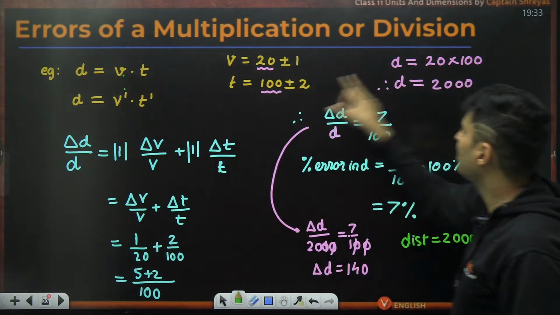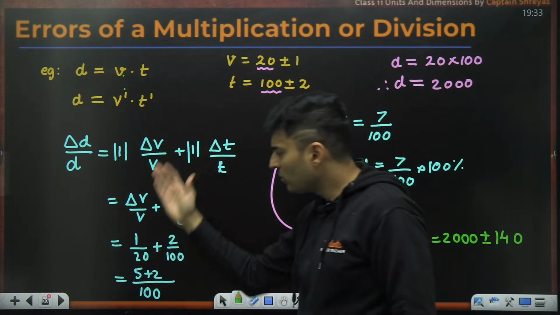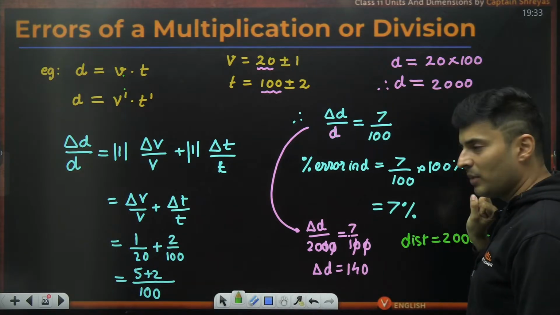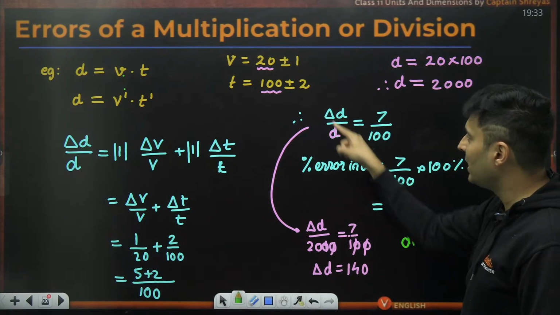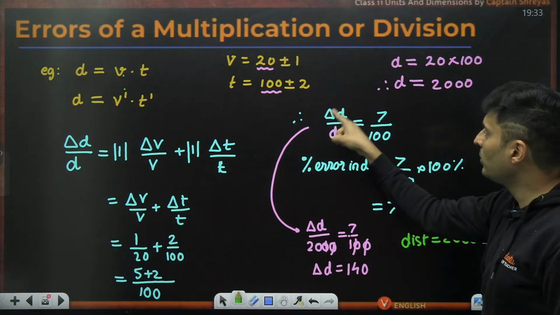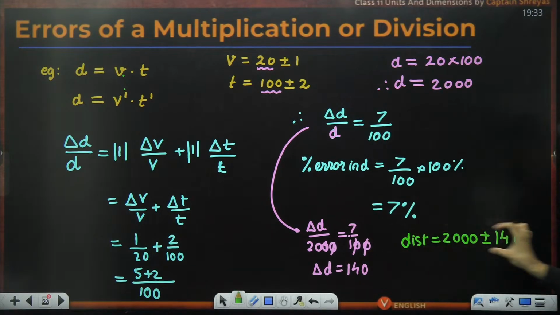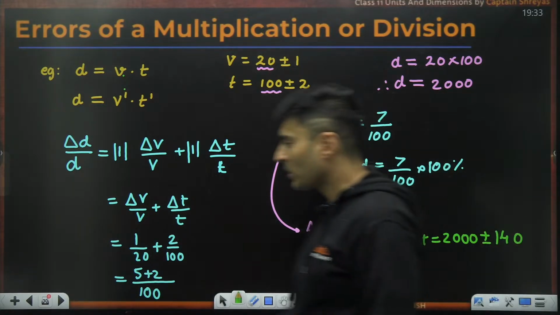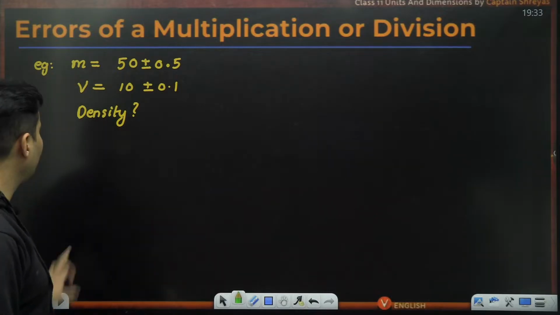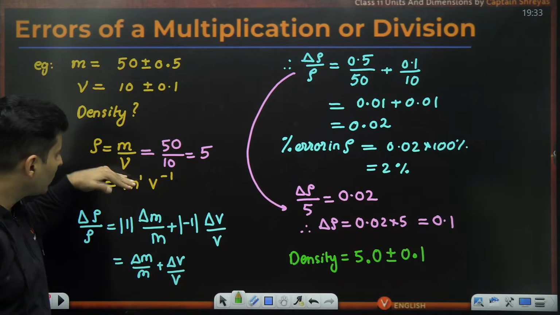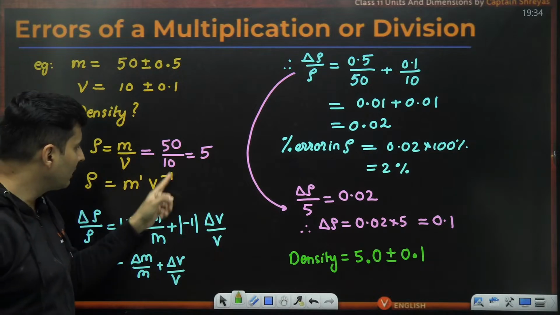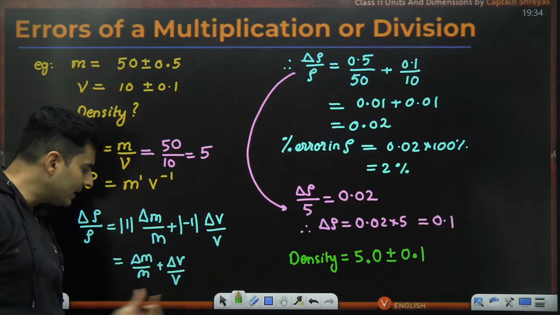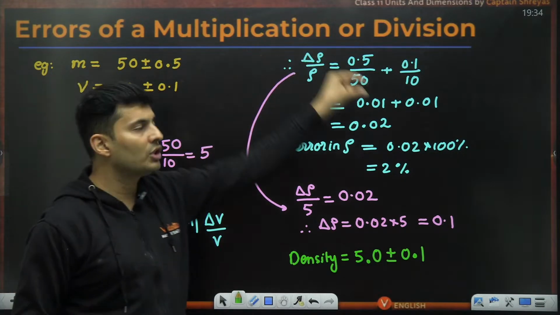So V into T, which means 20 into 100. Solve it, you will get some fractional error or relative error. If you multiply by 100, percentage error. If you want to find the value of delta D, substitute this D over here, you will get delta D from this. So that way you can write most likely it is 2000 plus minus delta error, which is 140. Same thing over here. When it was division, what we did, we took the denominator quantity in the numerator with a negative power, but always take the mod of those powers. So once I get this, substitute the individual values.